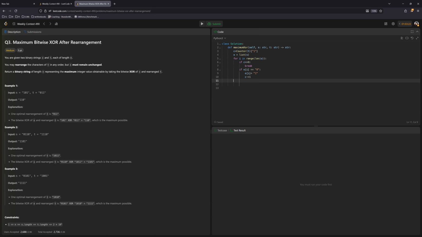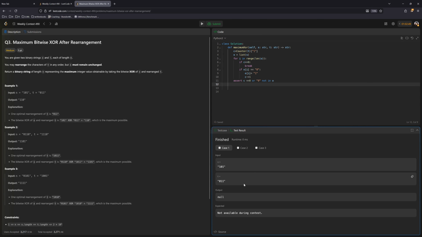So now let's make sure here. Assert C is greater than 0. Assert C equals 0 or 0 not in O. Because if there was still a 0, then we should have used it. I think that assertion is completely superfluous, but let's just make sure here. No assertion, no assertion, no assertion.